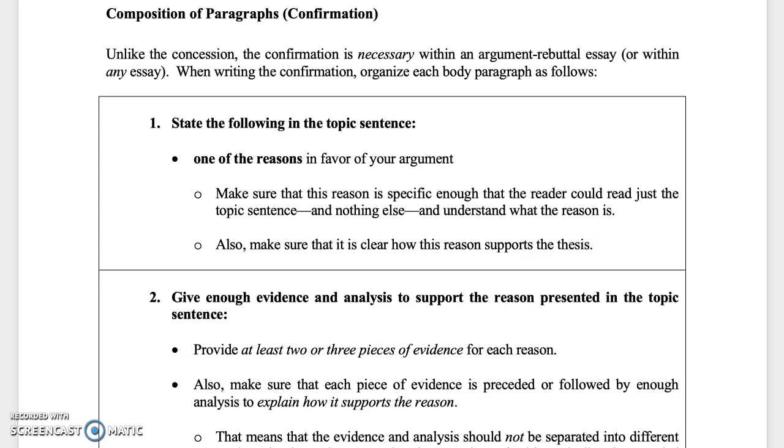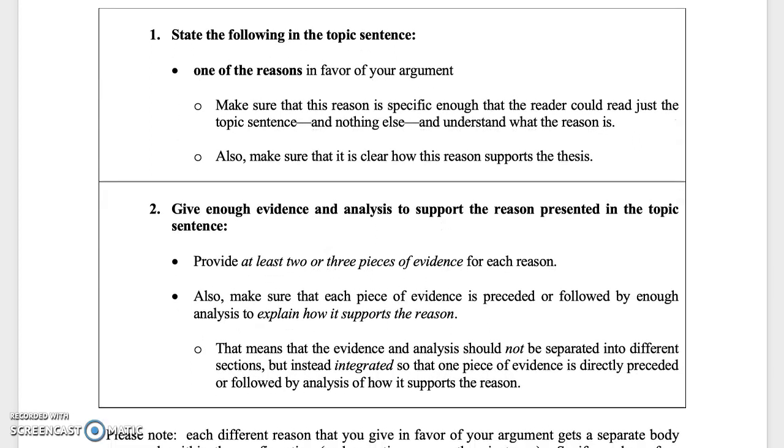This video will focus on confirmation paragraphs. So the confirmation paragraphs are the heart of the essay. They're the body paragraphs that support the reasons you presented in your thesis. So you're confirming your thesis. And this is a necessary part of an argument rebuttal essay or any essay. So let's take a look at how a confirmation paragraph would be organized.